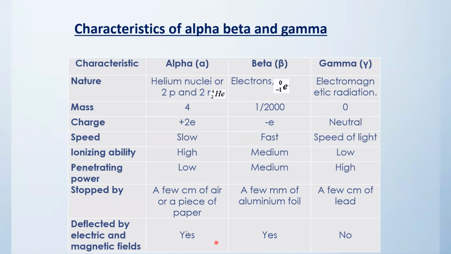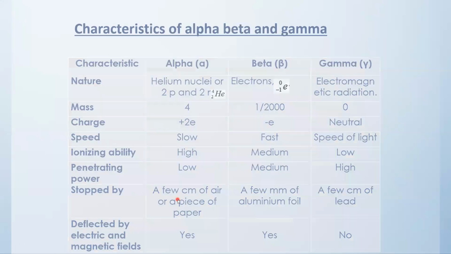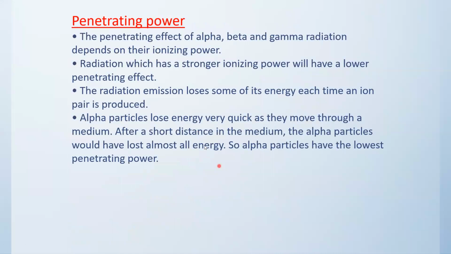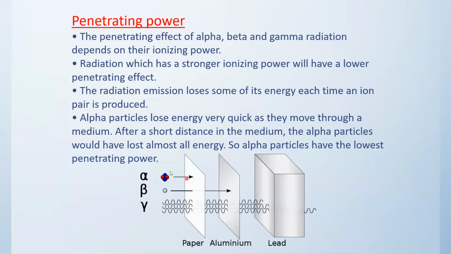Alpha and beta are deflected by the magnetic field because they are charged particles. As they are charged particles, they are deflected by both electric and magnetic fields. So for penetration power, because alpha has a small speed, it has the least penetration. So alpha can be stopped by paper, beta can be stopped by aluminum, and gamma can be stopped by a few centimeters of lead.